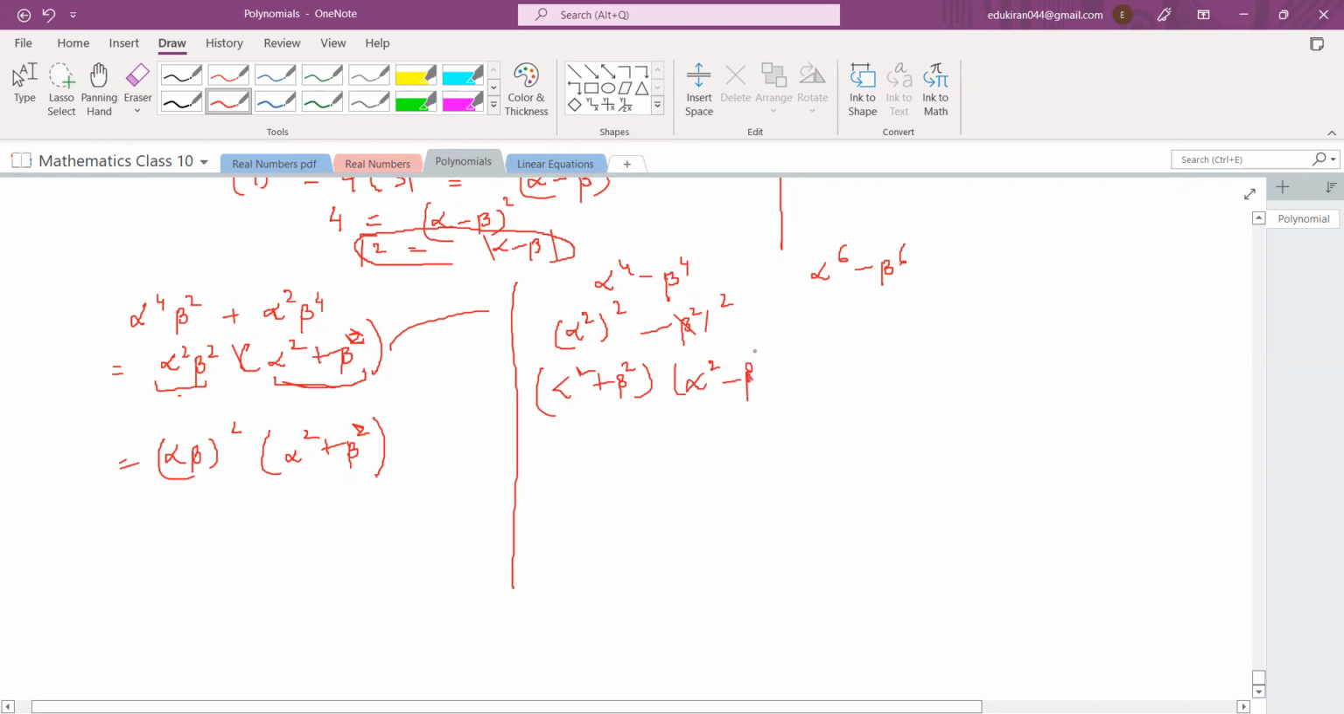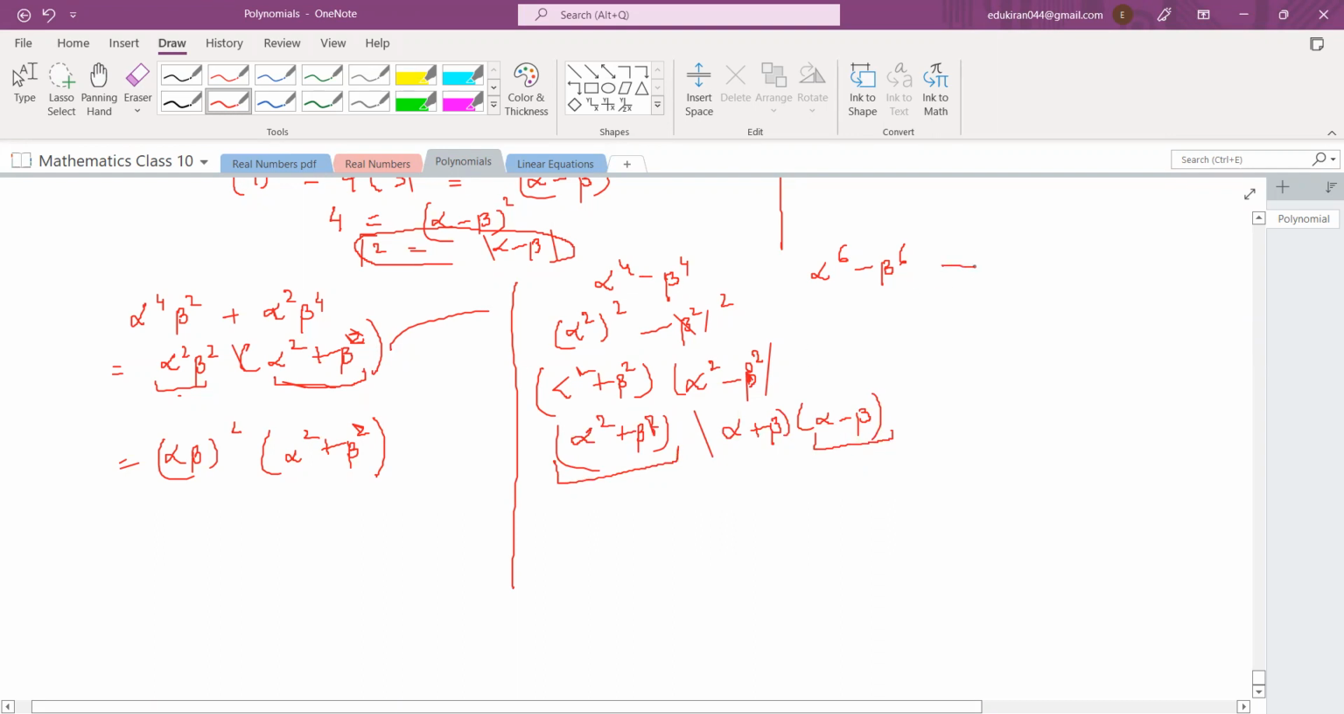Clear? Yes. Okay. Now, if you want to expand it further, you can do alpha square plus beta square, and then you will do alpha plus beta into alpha minus beta, further expansion, right? So here you will require the value of alpha square plus beta square from your previous results, and also the value of alpha minus beta. Clear? Yes. Then you will obtain the value.